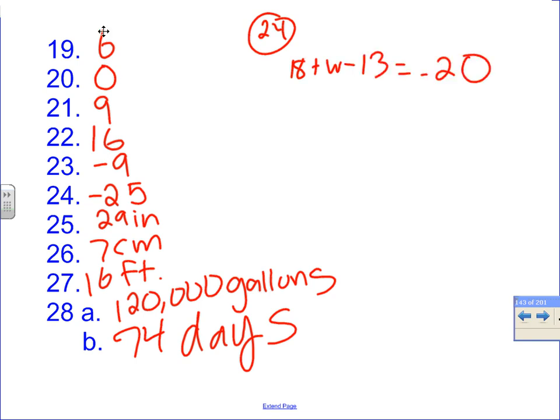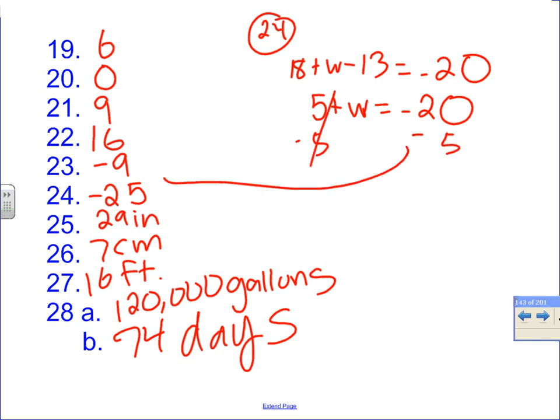So 18 minus 13 is 5. So 5 plus W equals negative 20. And then you subtract 5 from both sides, and you get W equals negative 25. So always combine like terms first. It'll allow you to not make little mistakes. Okay? Kind of avoid those. Emma M?